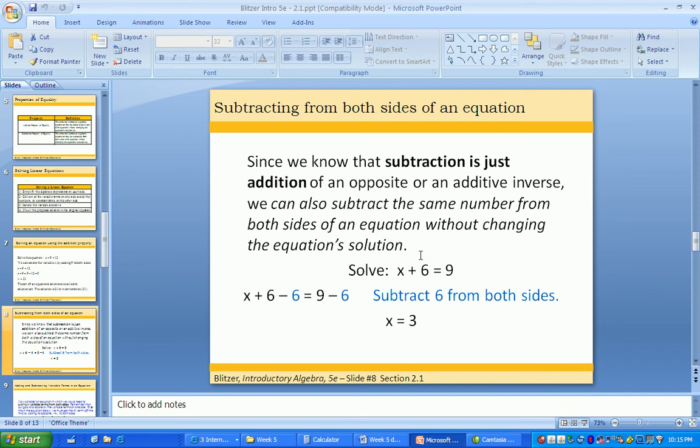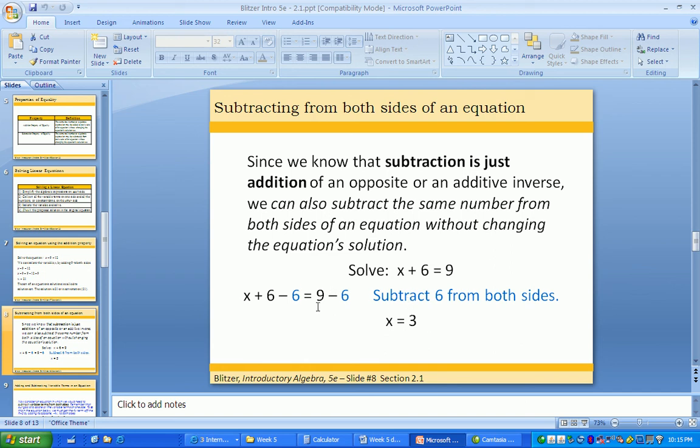So if we say x plus 6 minus 6, and we know that 6 minus 6 is equal to 0, is equal to 9 minus 6. As long as we do it to both sides, we're okay. And now we know 9 minus 6 is equal to 3. So x is equal to 3, and this is our solution.